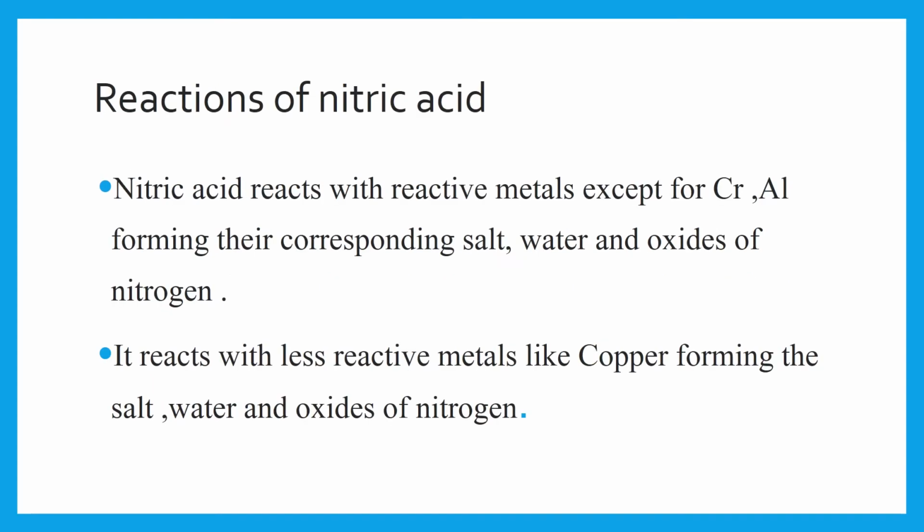What are the reactions of nitric acid? Nitric acid reacts with reactive metals except for certain metals like chromium, aluminium, etc., forming their corresponding salt, water and oxides of nitrogen. On the other hand, when it reacts with less reactive metals like copper, you find it forms salt, water and oxides of nitrogen. You find that it shows least reaction with gold and platinum.